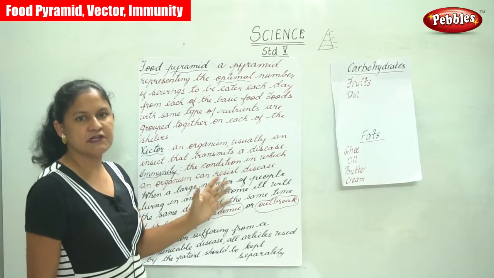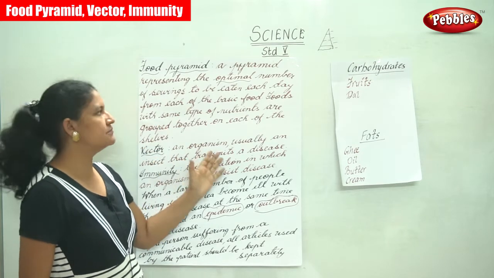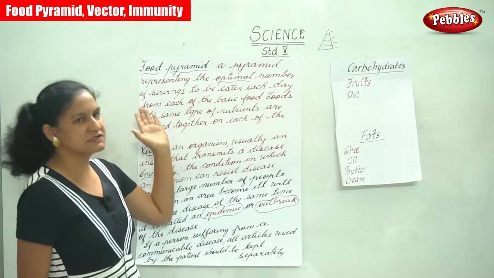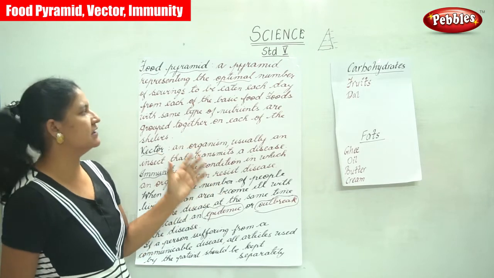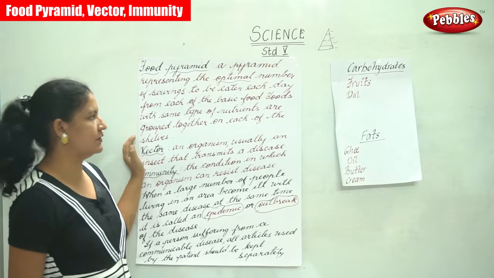A food pyramid is a pyramid representing the optimal number of servings to be eaten each day from each of the basic foods.